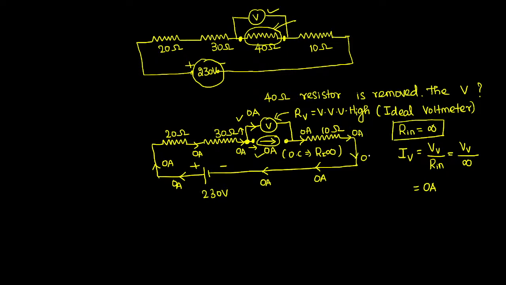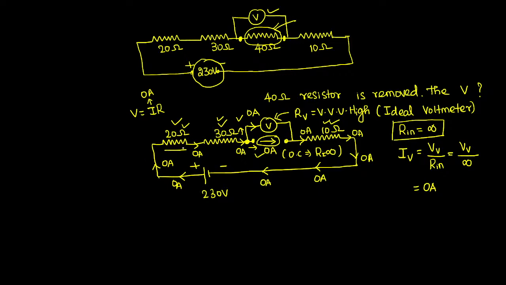Then what will happen? Can you please tell me what is the voltage drop across the 20 ohm resistor, 30 ohm resistor and 10 ohm resistor? Since the current through the entire circuit is 0, if you calculate the voltage drop according to Ohm's law, V is equal to I into R. Since the current is 0 ampere, you will substitute 0 ampere into 20 ohm, 0 ampere into 30 ohm, 0 ampere into 10 ohm.